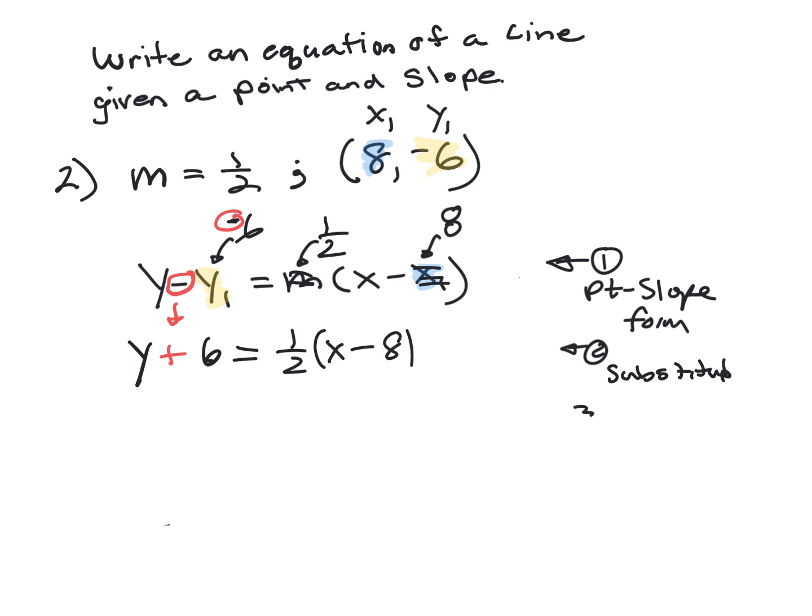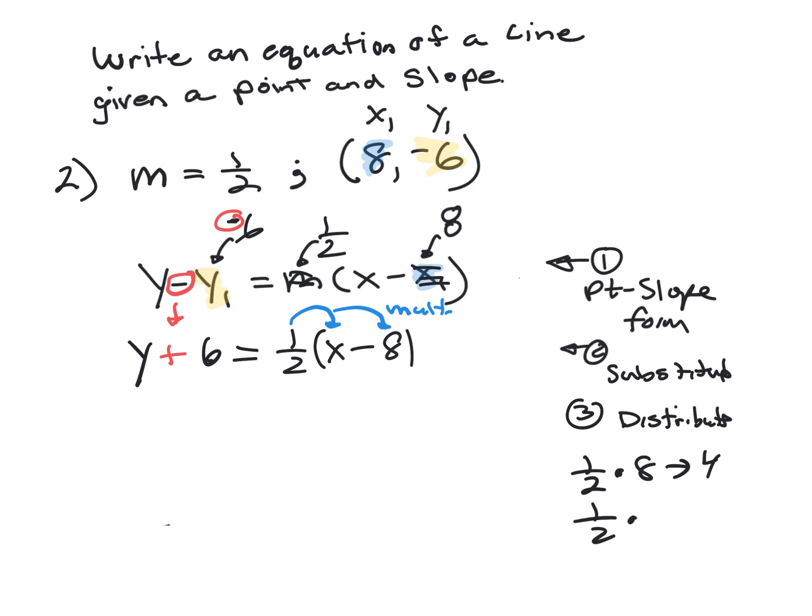And then after that, step 3 is to distribute. That means we're going to multiply 1/2 times x and 1/2 times negative 8. Remember, when you multiply 1/2 times a number, that's just dividing it by 2. So 1/2 times 20 is just take $20 and cut it in 2, right? So 20 divided by 2. 1/2 times 16 is just 8. So everybody should be able to multiply by 1/2.